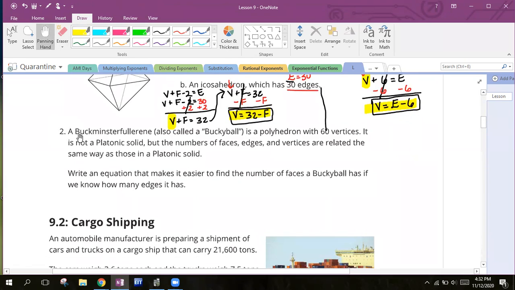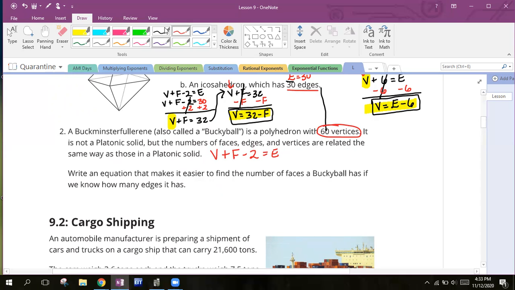Okay. Next, it says we have a Buckminster fullerene. Do not know if that's how you actually say it. Also called a buckyball. It is a polyhedron with 60 vertices. It is not a platonic solid, but the number of faces, edges, and vertices are related the same way as those in a platonic solid. So basically that next sentence is just to say that we can still use V plus F minus 2 equals E. We can still use that equation to represent a buckyball.